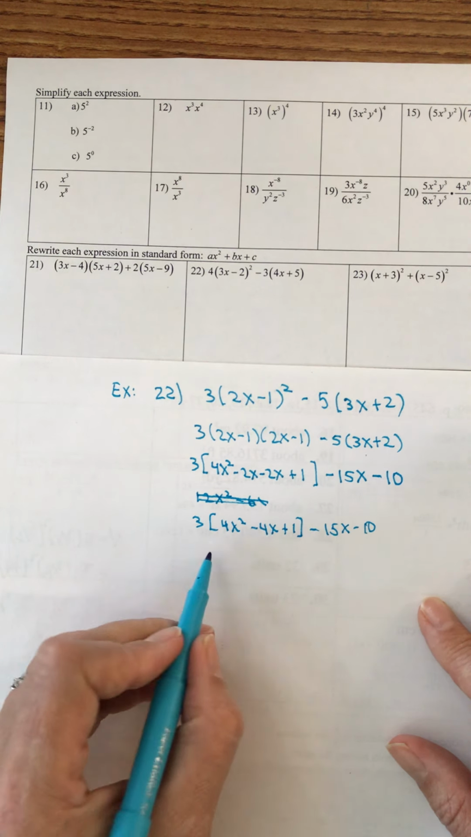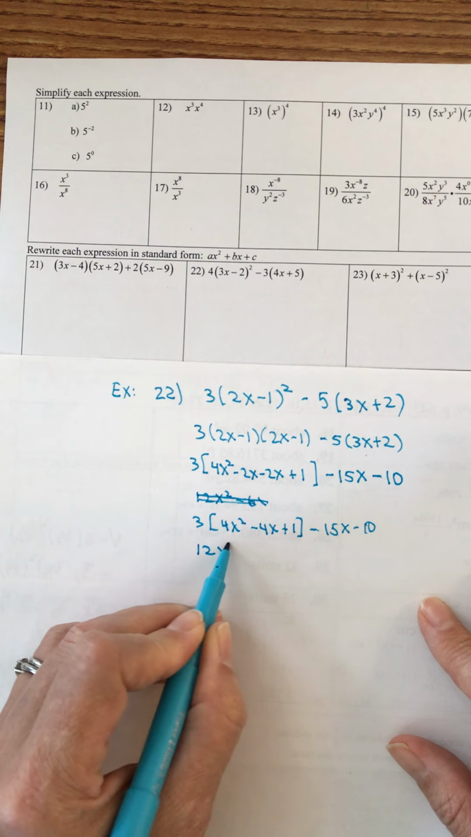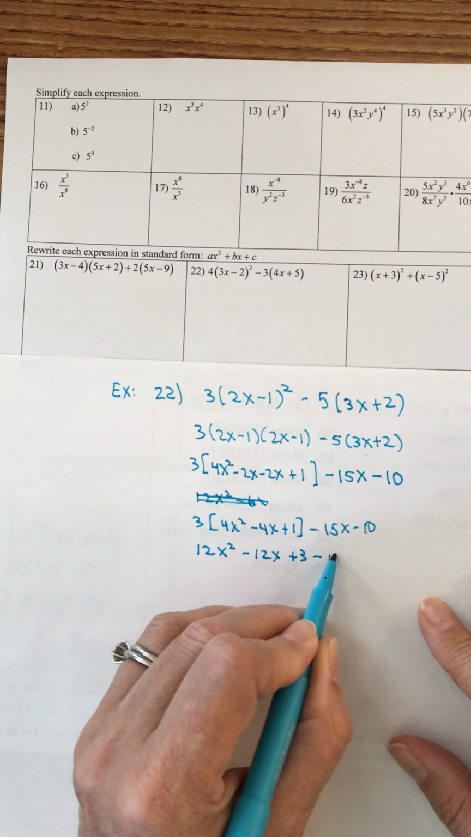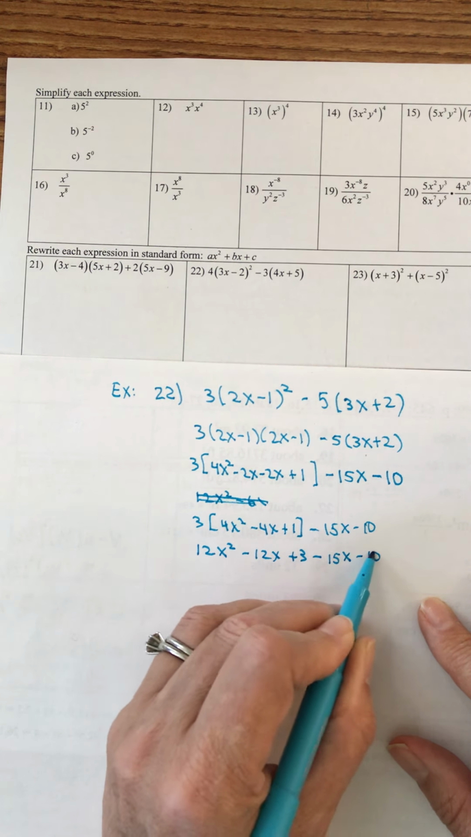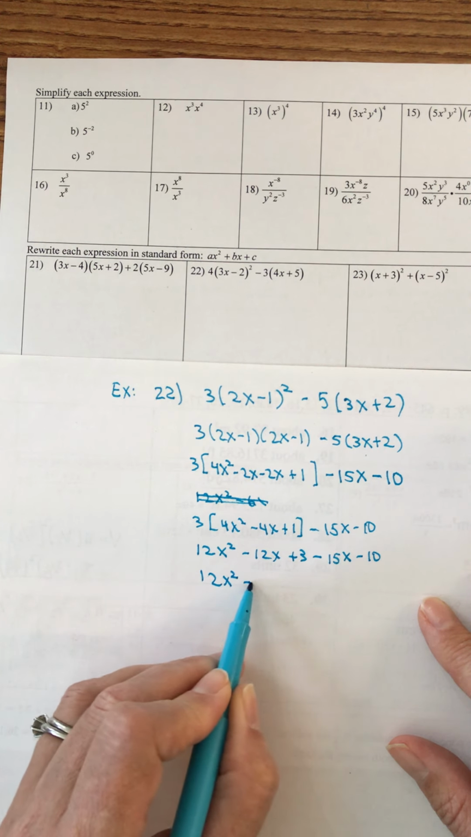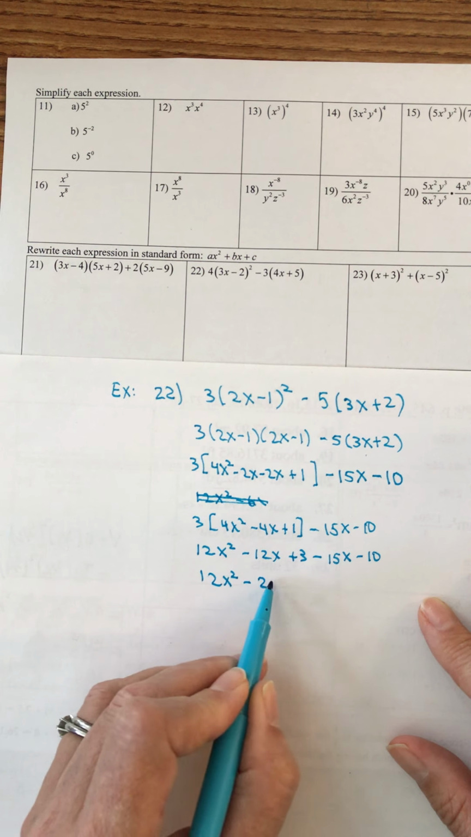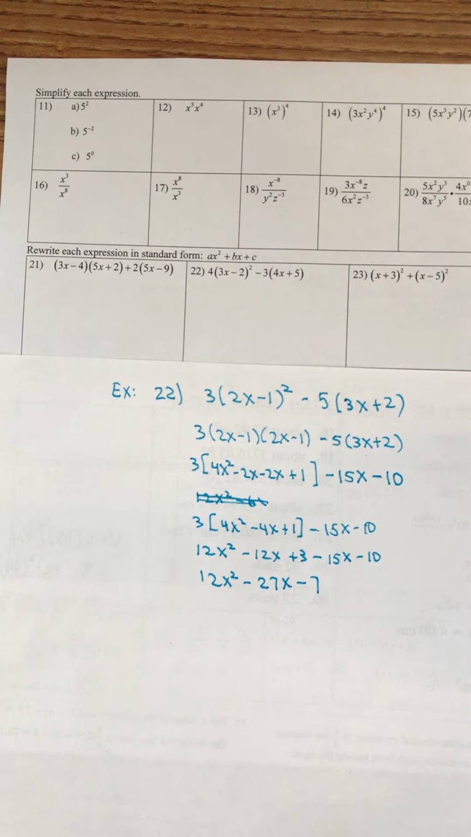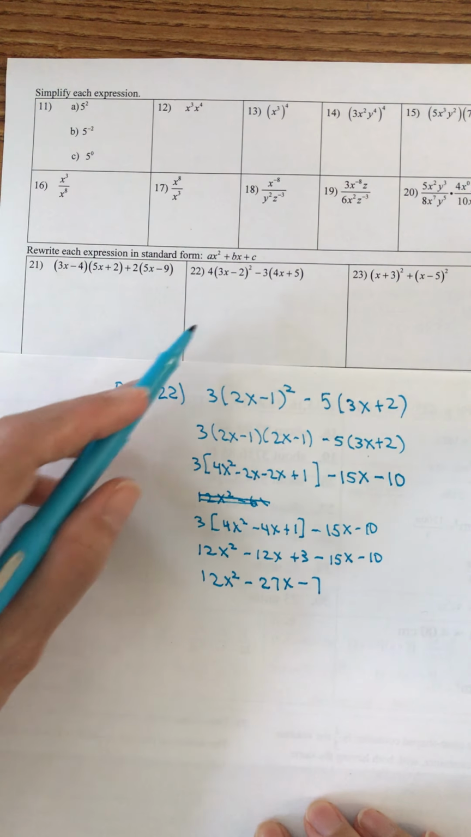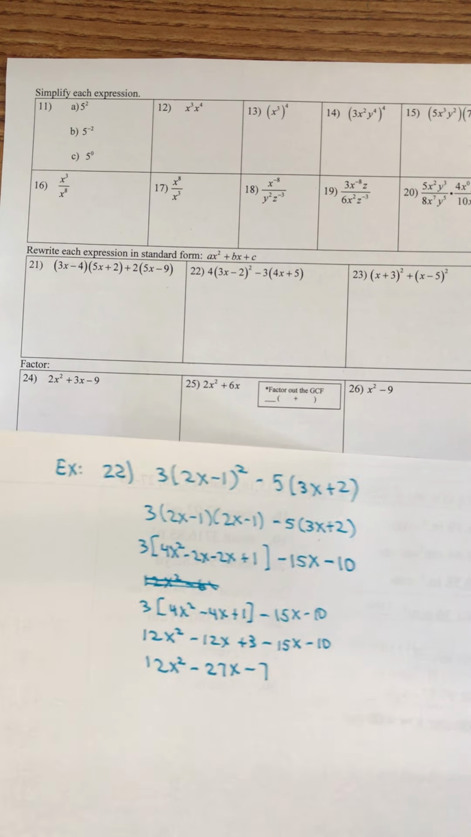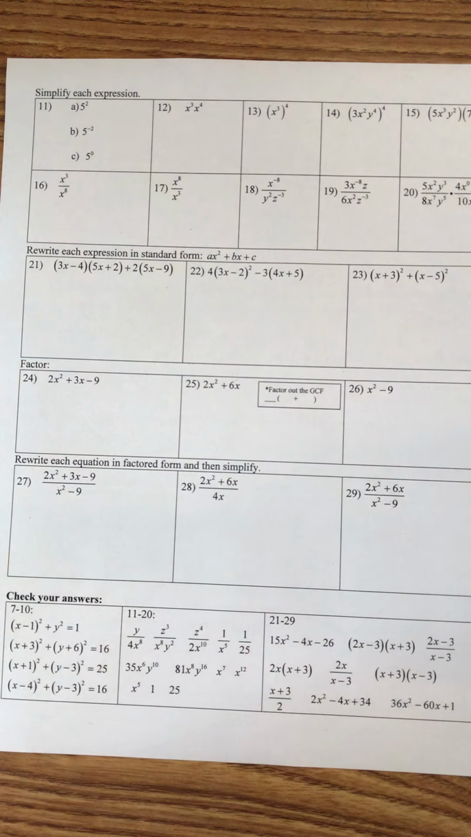And then distribute 12x squared minus 12x plus 3 minus 15x minus 10. And then combine like terms. 15 and 12 is negative 27x minus 7. So this is an example similar to 22, and I think will be enough help to make sure that you can do 21 to 23. Again, do a problem, check your answer.